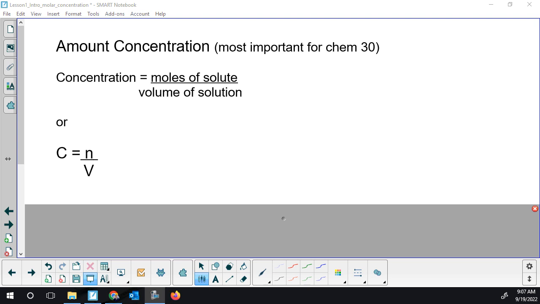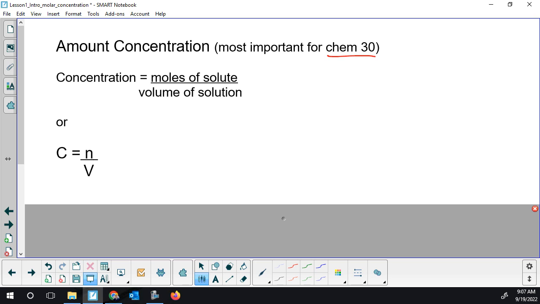So we're going to start with the amount concentration method of conveying concentration. We're going to do that first, give you the most time to practice it. This is the method that you're going to use for Chemistry 30, so it's the one you really have to have down really well.